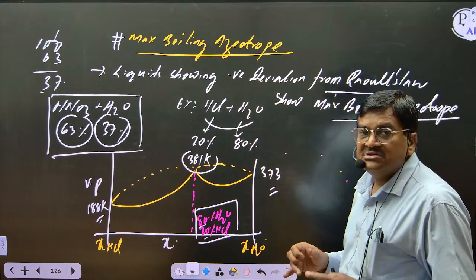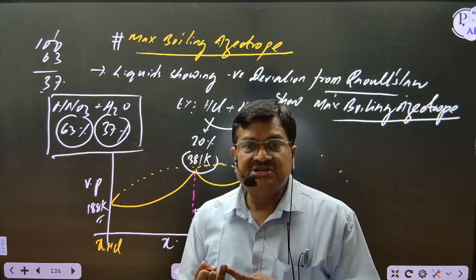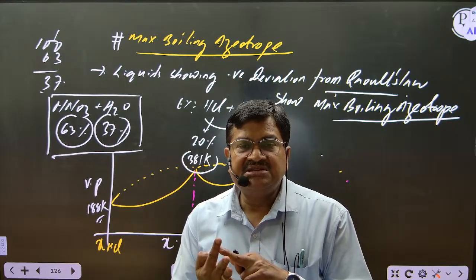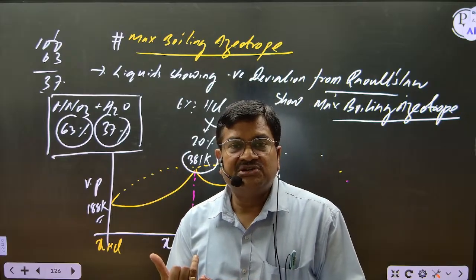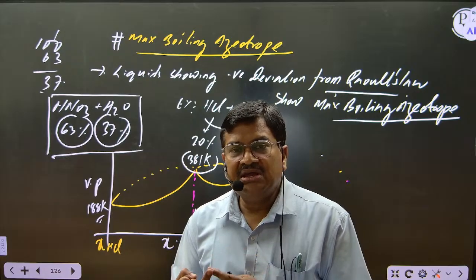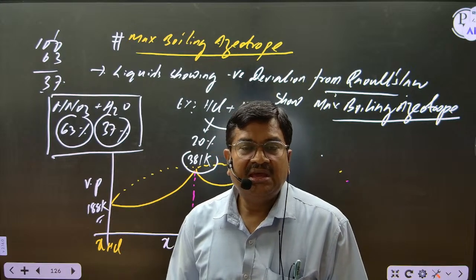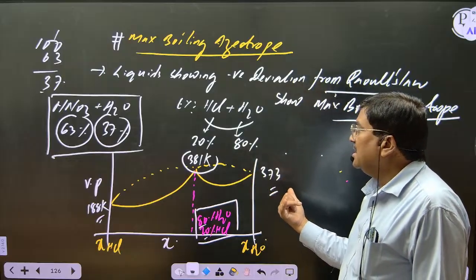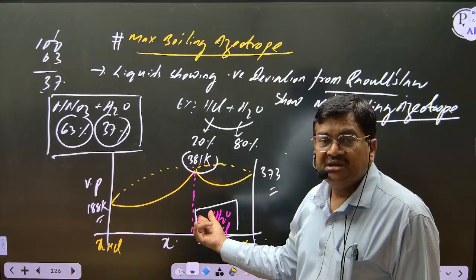Clear all of you? So simple, no? Till now what we learned: what is ideal solution and what is non-ideal solution. In non-ideal we learned what is positive deviation, what is negative deviation, and next I taught you azeotropic mixture. In azeotropic, two types of azeotrope: maximum boiling azeotrope and minimum boiling azeotrope. Minimum boiling azeotrope is shown by positive deviation, maximum boiling azeotrope is shown by negative deviation. Clear, students? All this is conceptual. In exam they can ask conceptual questions or give statement-wise questions. Clear?